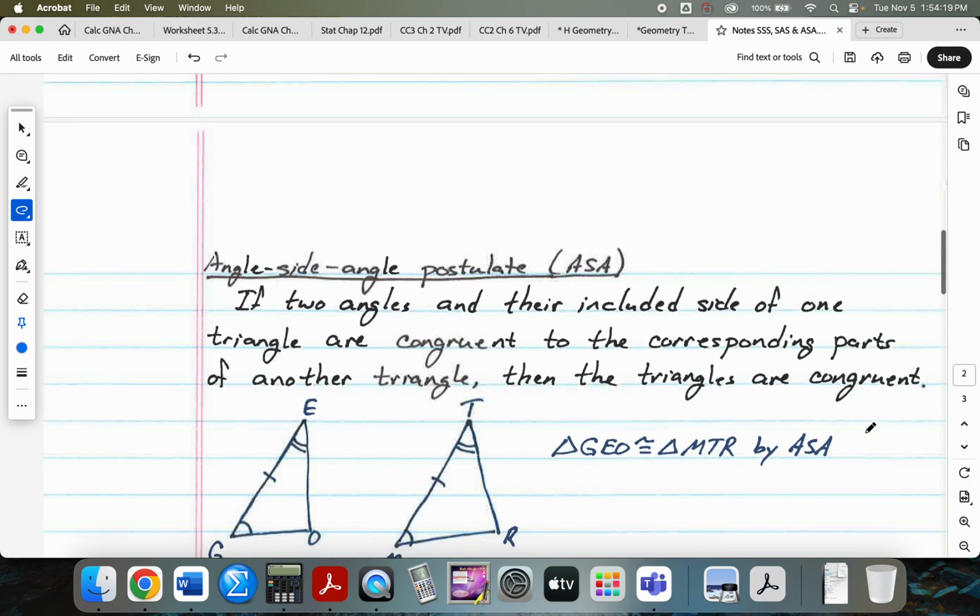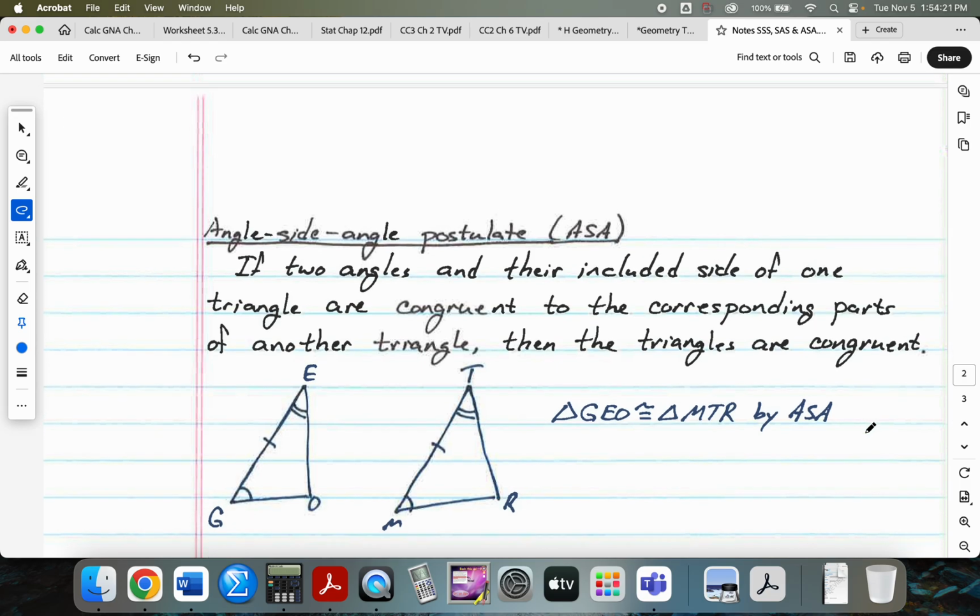And then the last one we're going to learn today, there are 2 other ones that we're going to learn, but we're just learning these 3 today, is the angle side angle postulate. Here, instead of having 2 sides and the angle in between them, you've got 2 angles and the side in between them. And that's why we have the S in the middle, because the side is in between the 2 angles.